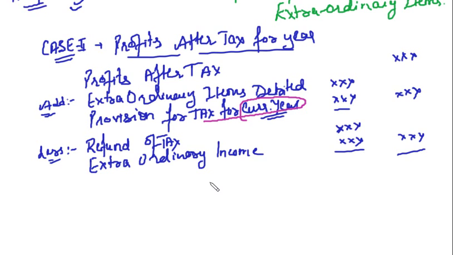What we are going to subtract is any extraordinary income, like the insurance compensation received against the loss of stock. That is an extraordinary income. This income is not earned from the routine operations of the business. So we will subtract that income. Any refund of tax is not a routine operation of business. This is not a cash flow from the routine operations of the business. So we will subtract this refund of tax. Clear?